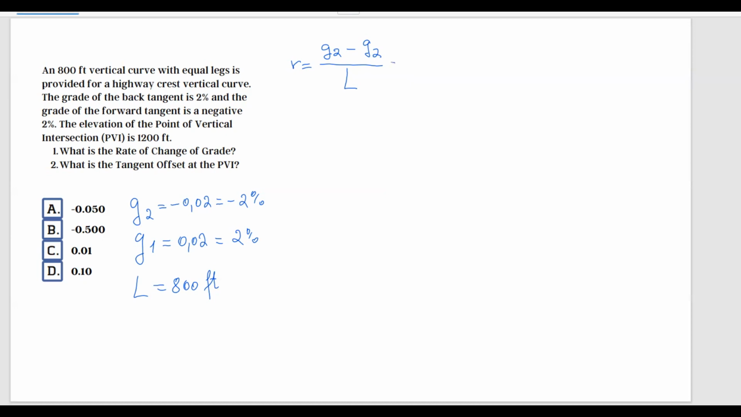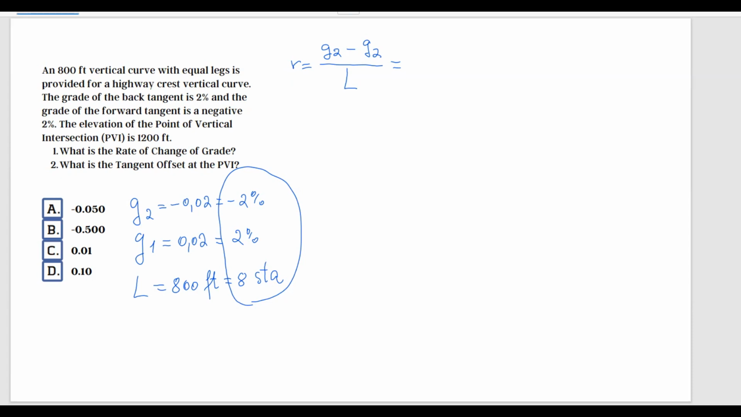Now, when I go back to this formula, I can use these values, or if I want to use the percent values, I have to work with stations instead of feet. So when I have 800 feet, this equals 8 stations. So now I can go back in my formula and use these values. And it's very important not to mix them up.